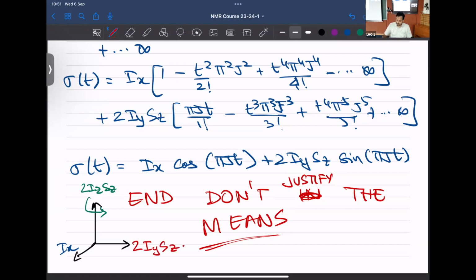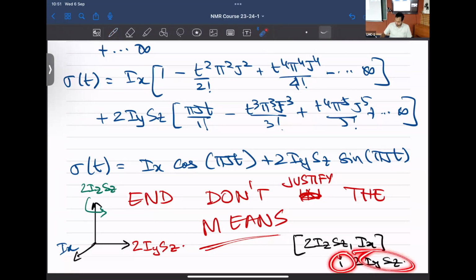How did we get this? Basically, if you end up getting the, let me think before I speak. If you end up getting the commutator of 2 Iz Sz with Ix, what you end up getting is 2 Iy Sz. So the third dimension that's orthogonal to whatever you started with will be 2 Iy Sz. Of course, there are still 12 other dimensions.